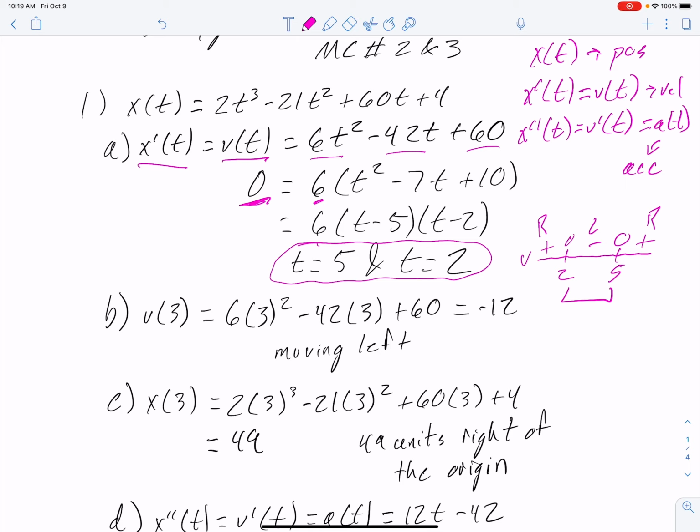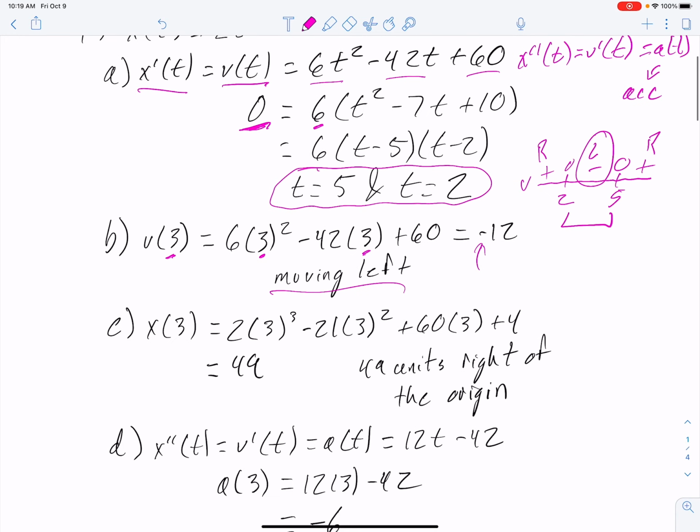Part B wants to know what direction we're moving when t equals 3. Well, from my sign pattern, I would already know that we should be moving left, or since they've given me a specific value, I can substitute that value into my velocity function. The fact that I got negative 12, the most important part is the negative value, and now I know since velocity is negative, I am moving left.